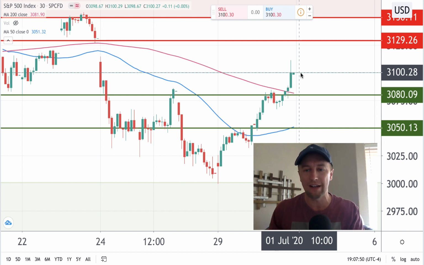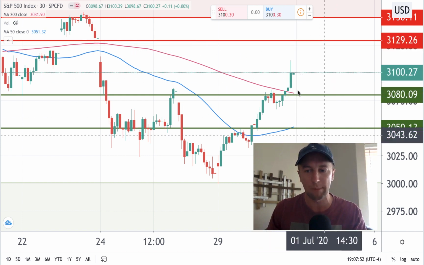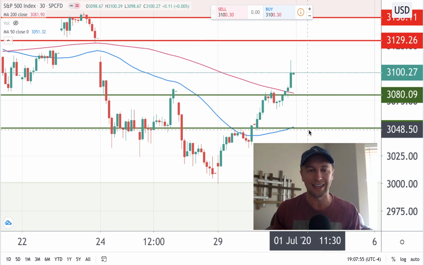All right, so that's all I have for you. We mapped out a couple areas of resistance, a couple areas of support. I will be back in town tomorrow.